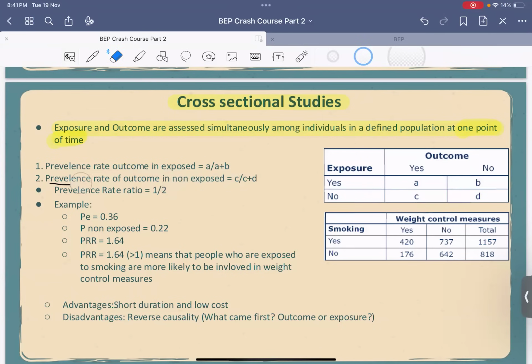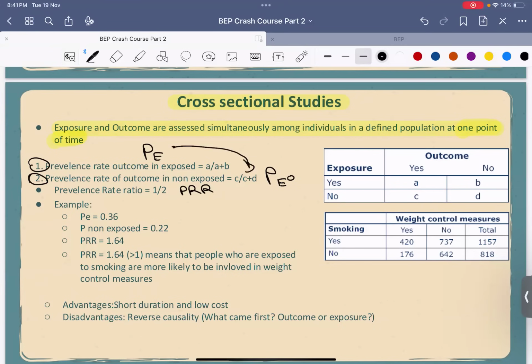Now we get something called the prevalence ratio or rate ratio, which is PRR, which is basically this over this. The prevalence rate outcome in exposed, which is written like this, PE over PE no, PE zero. Then we divide this by this. So what does that tell us? We'll explain in a bit.